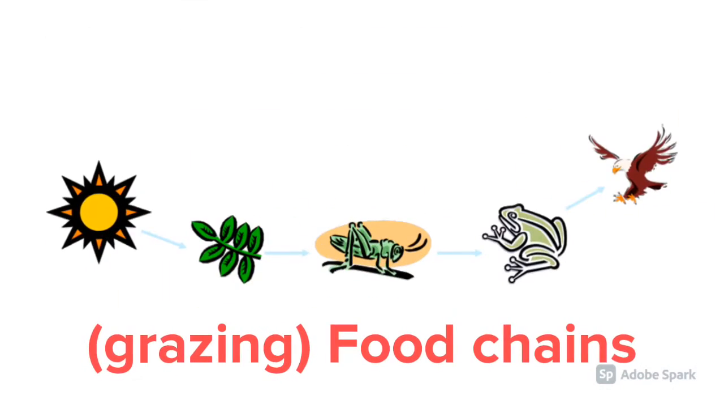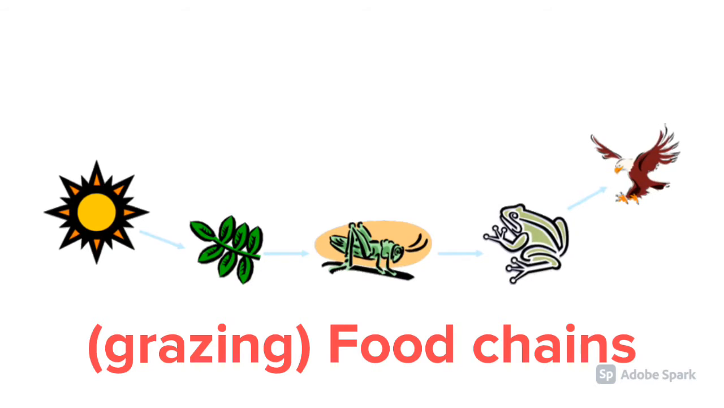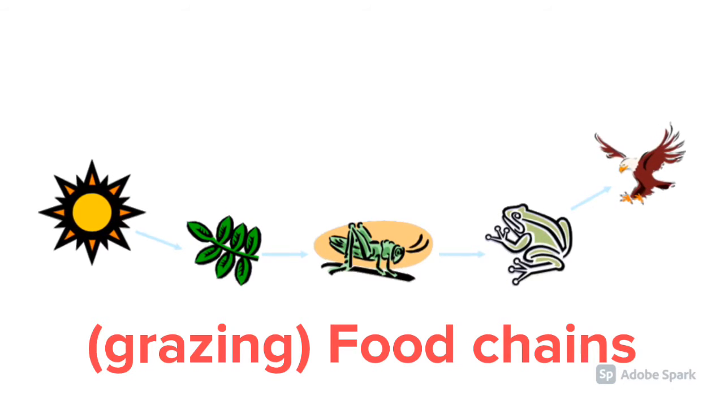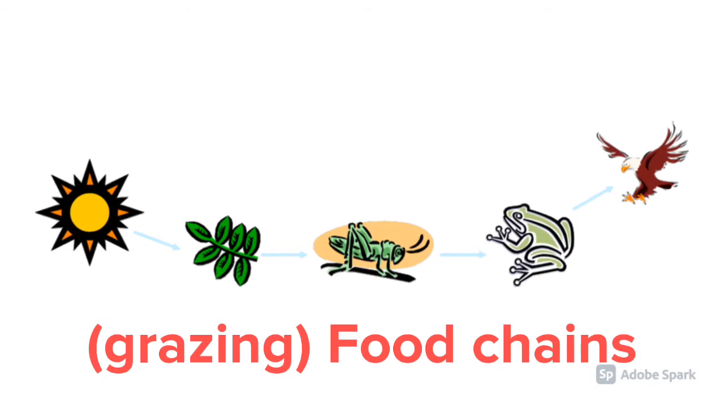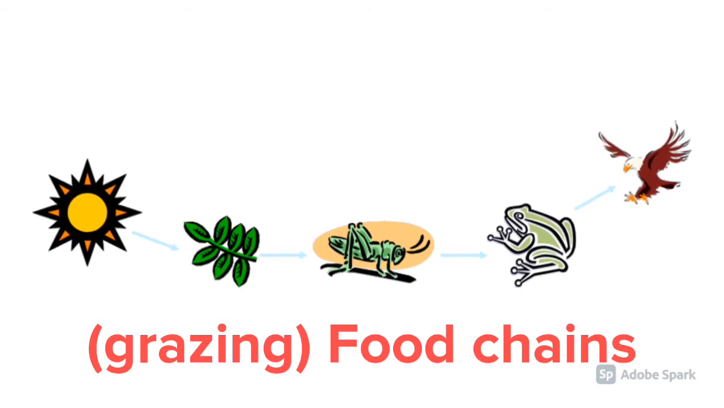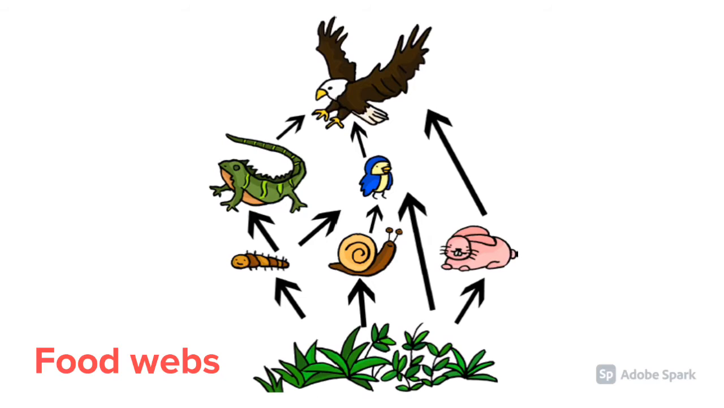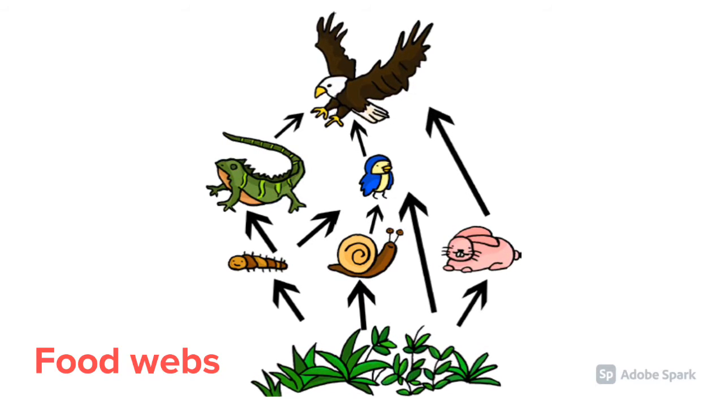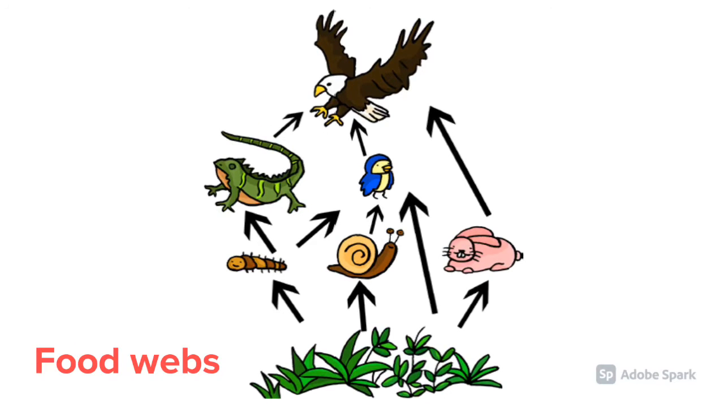I, of course, want them to know what a food chain is, how to construct it and how to understand it, how to extract information from it, especially a grazing food chain, which is a food chain that starts with a producer. Taking it a step further, I also want them to know what food webs are, how to construct them also, and how to simplify them in their heads so that they don't seem so complicated.